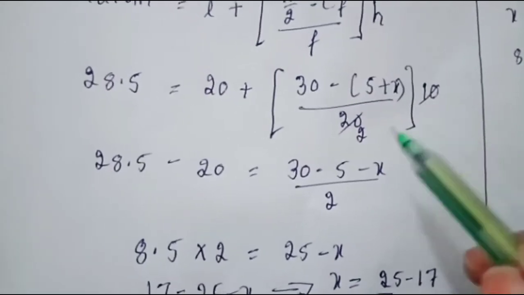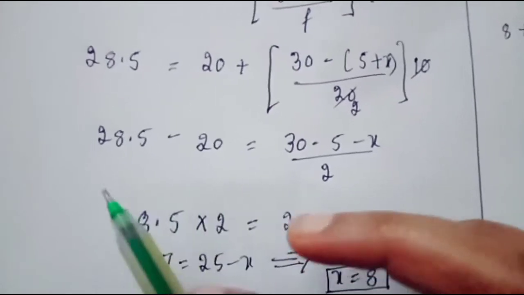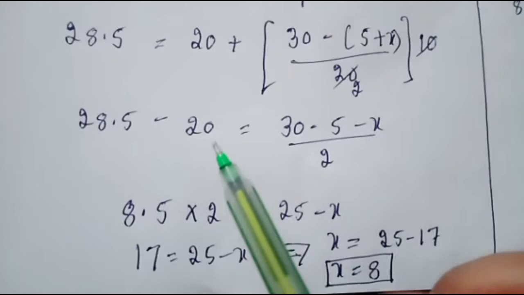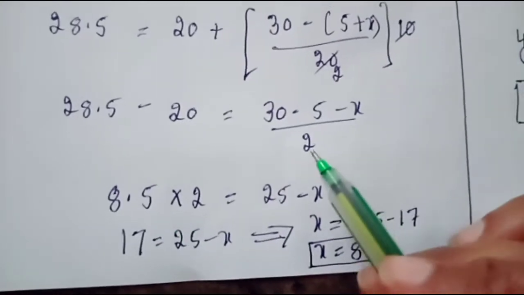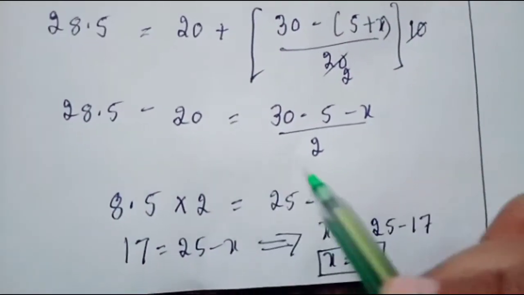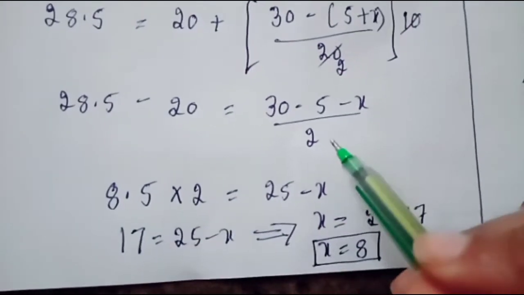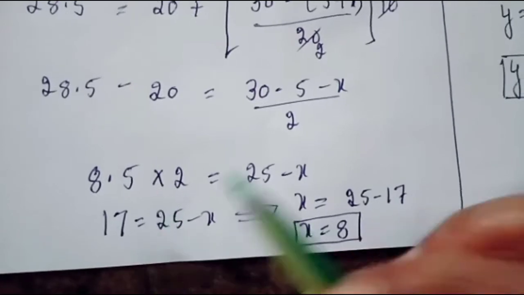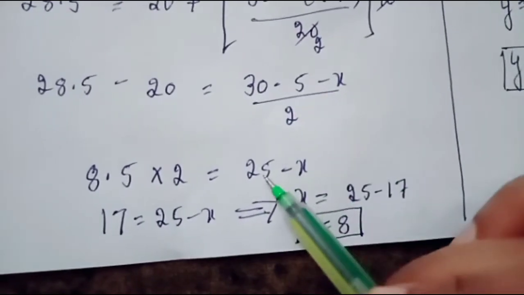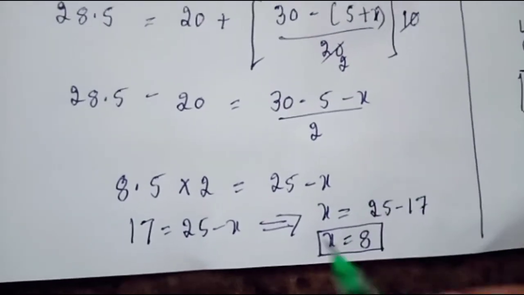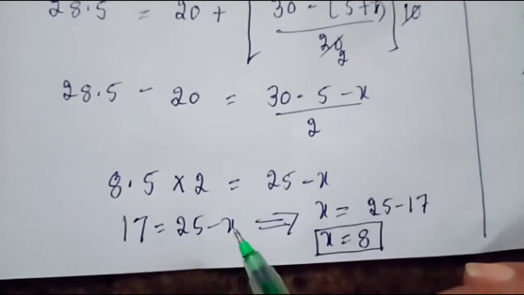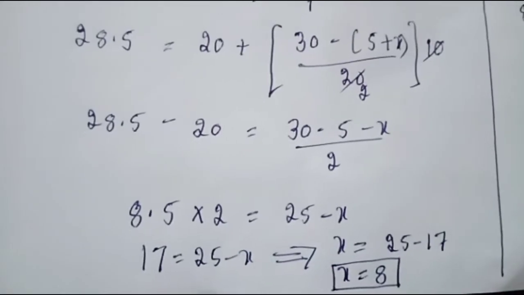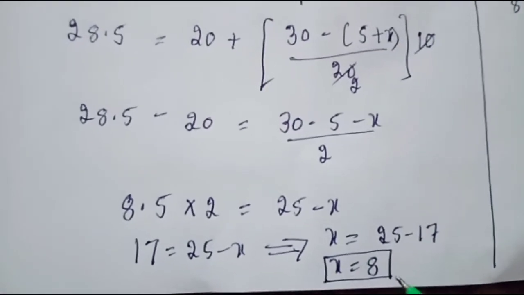And here you can see 10 ones are 10, twos are 20. Let's cancel. So 28, bring this 20 to left side. 28.5 minus 20 is 8.5. And when you shift 2 to left side, it becomes multiplication because it is division. So 8.5 into 2 is 17. And 30 minus 5 is 25. 25 minus x. So 17 equals 25 minus x. And x equals what? 25 minus 17, that is x equals 8.